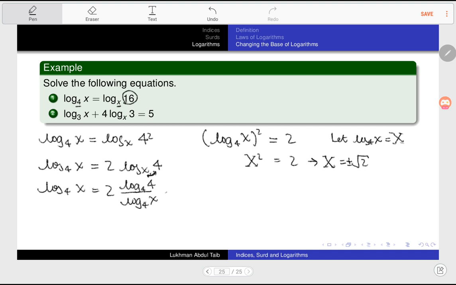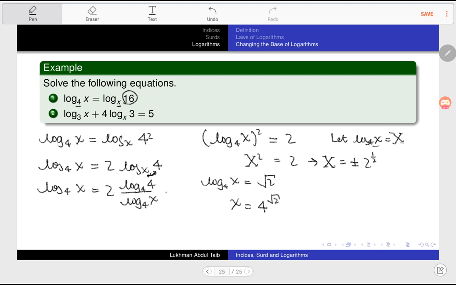Okay, and only then we substitute: plus minus 2 to the power of half. Only then we change this one. We substitute back to log x to the base of 4. So log x to the base of 4 is 2 to the power of half, or maybe, up to you, you can maintain root 2 also. Okay, so we can find x is 4 to the power of root 2.